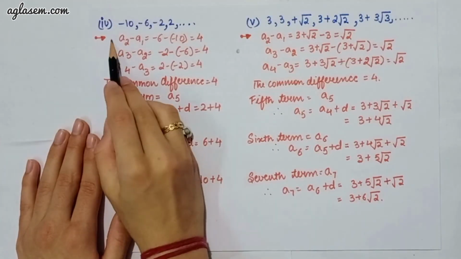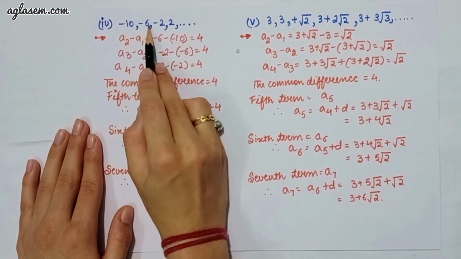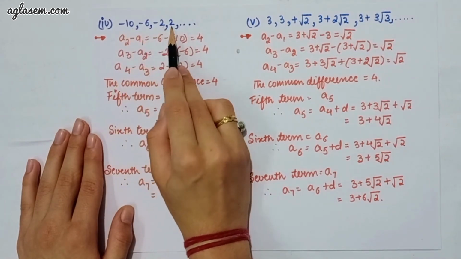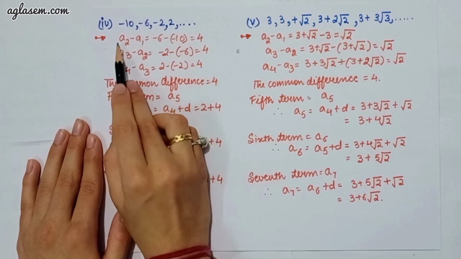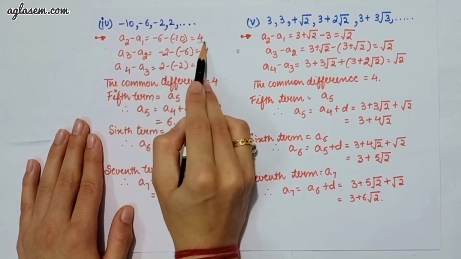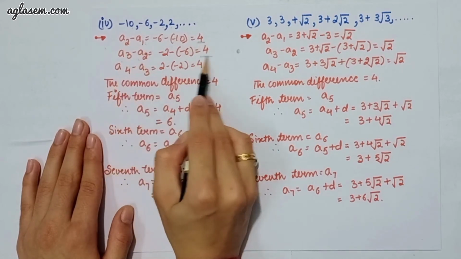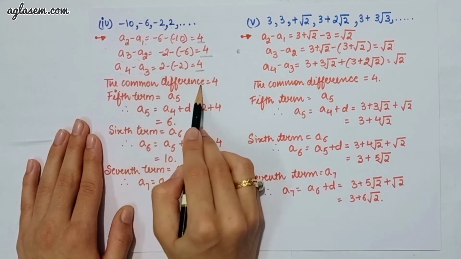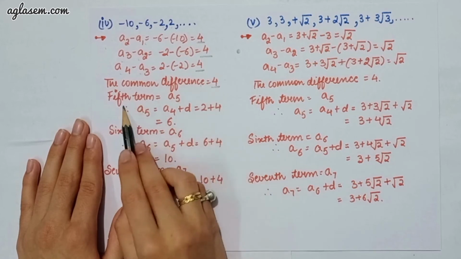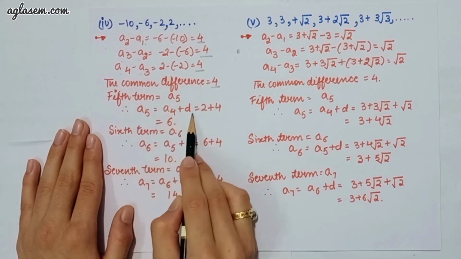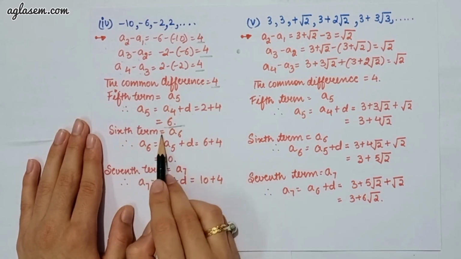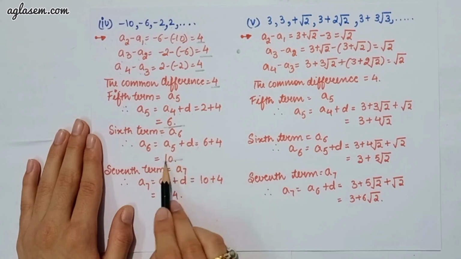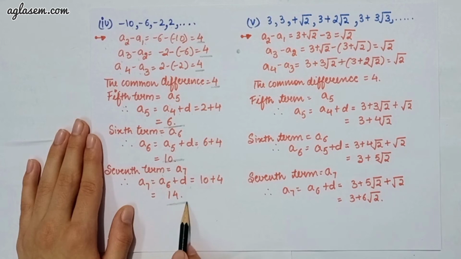Moving to our fourth part, which says minus 10, minus 6, minus 2, 2. So the answer is A2 minus A1, that will give you 4. A3 minus A2 will give you 4. A4 minus A3 again will give you 4. So here the common difference is 4. So our fifth term will be A4 plus D, that is 6. And sixth term will be A5 plus D, that is 10. Seventh term will be A6 plus D, that is 14.